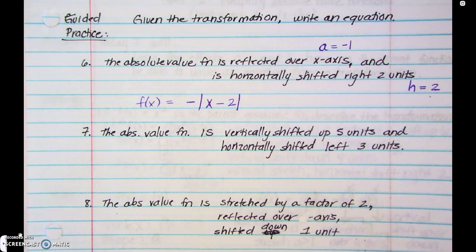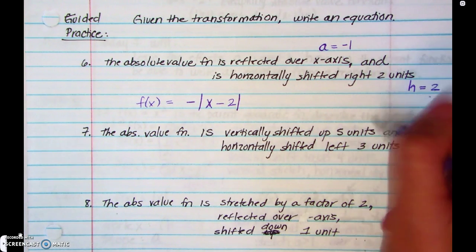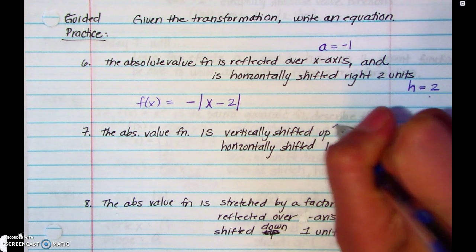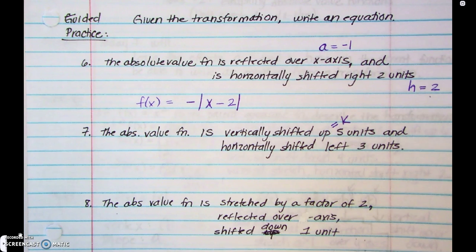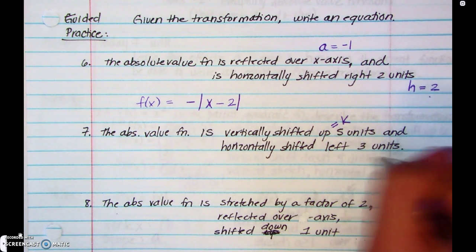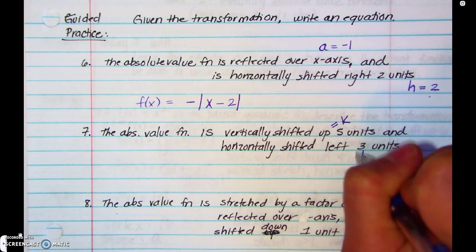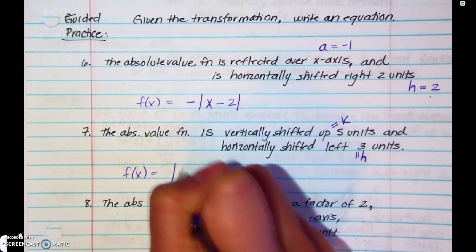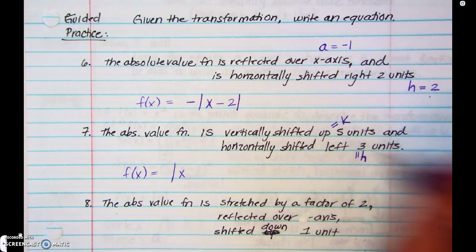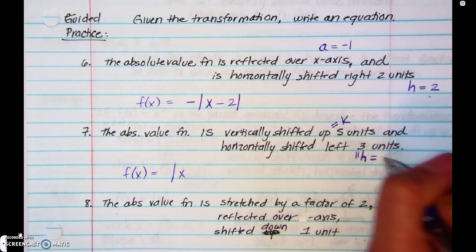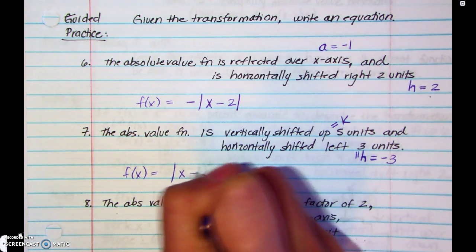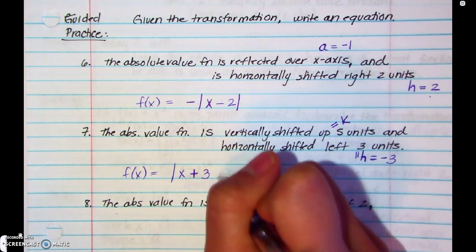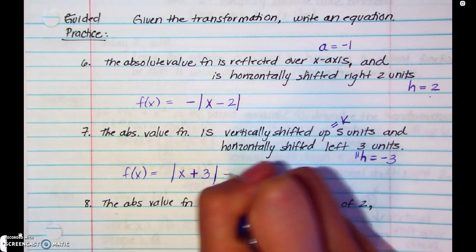Okay, the absolute value function is vertically shifted up 5 units. So anytime you see up, you know that that's K. And horizontally shifted left 3 units. So you know that that's H. So I have f of x is equal to the absolute value of x shifted to the left 3 units. So I know H is equal to a -3. We're going to write the opposite of what we see. And then we're going to put +5.